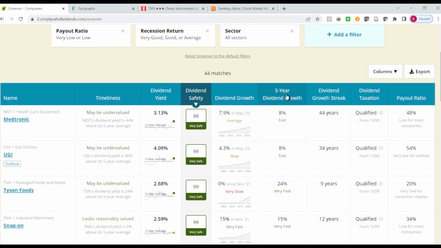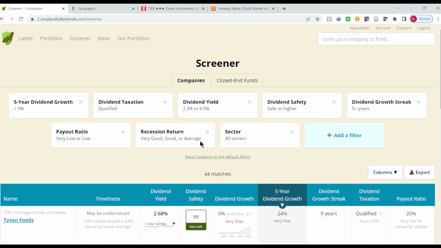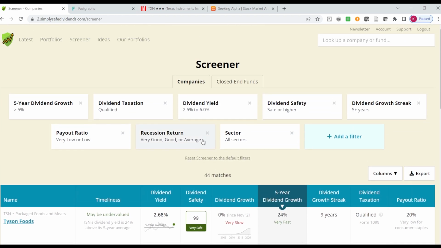If I wanted to look at the highest dividend CAGR, it would tell me that Tyson Foods is 24%, Home Depot is 18%, Snap-on is 15%. So this screener inside this tool, I find to be very user-friendly, and it provides some really good information.